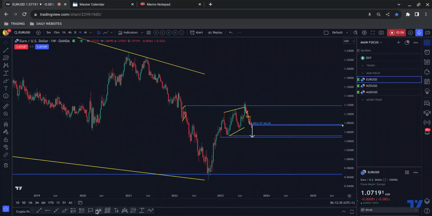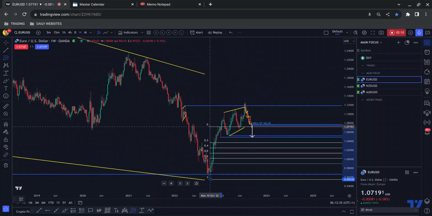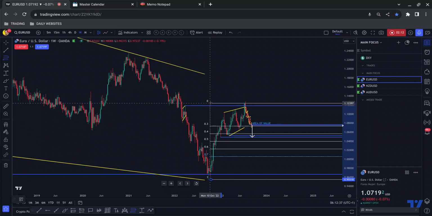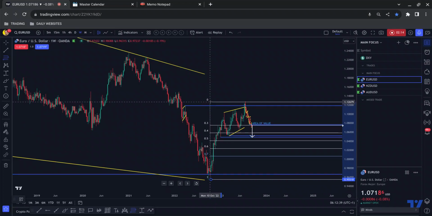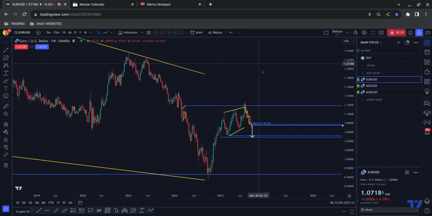Okay, so if we just measure the impulse to the top of this structure here, if we were pulling back into, say, this region before pushing higher, this would be a kind of 45% pullback, which is a healthy pullback for the market before the market pushes higher. But that doesn't mean that we can't capitalize on a move to the downside in the meantime before price potentially does push to the upside.